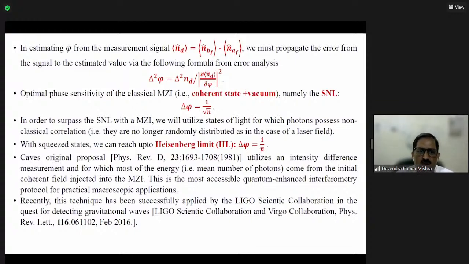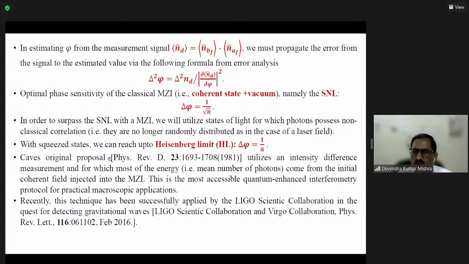In order to surpass this shot noise limit using a Mach-Zehnder interferometer, we have to utilize states of light for which photons possess non-classical correlation. That is, they are no longer randomly distributed as in the case of a laser field. With squeezed states, we can reach up to the Heisenberg limit, which is equal to 1 upon n bar.